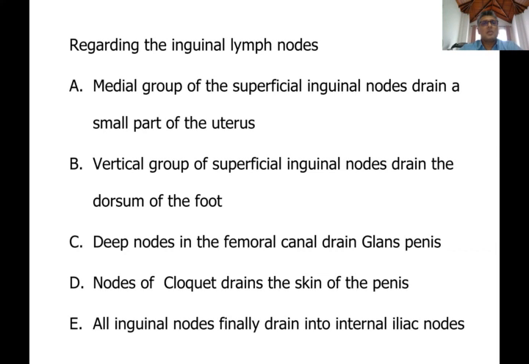Regarding the inguinal lymph nodes, medial group of superficial inguinal nodes drain a small part of the uterus. Yes, I said that. Vertical group of superficial inguinal nodes drain the dorsum of the foot. Yes, I said except the posterolateral aspect of the leg, all other leg. Deep nodes in the femoral canal drain glans penis. Yes, nodes of Cloquet. Deep nodes in the femoral canal are the nodes of Cloquet.